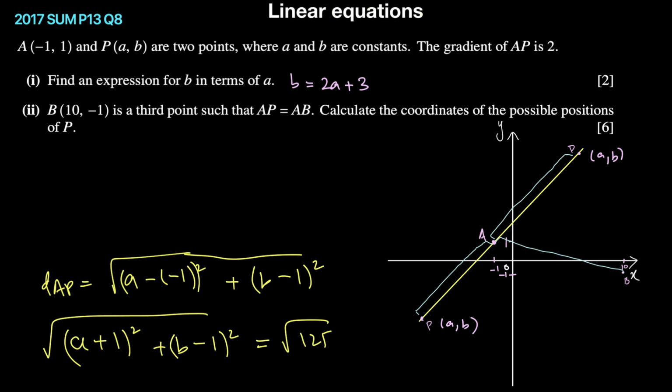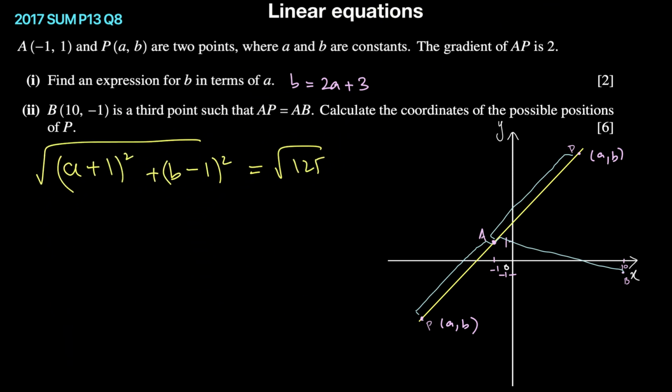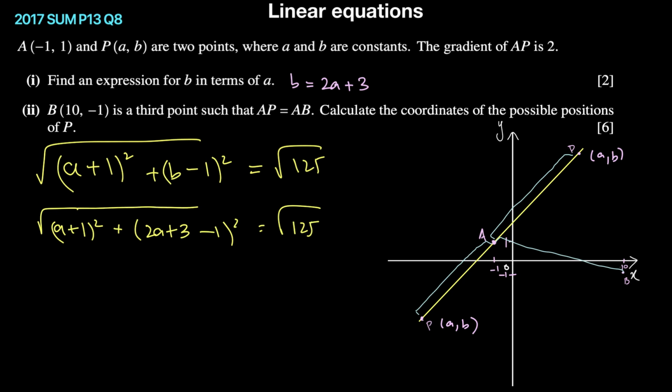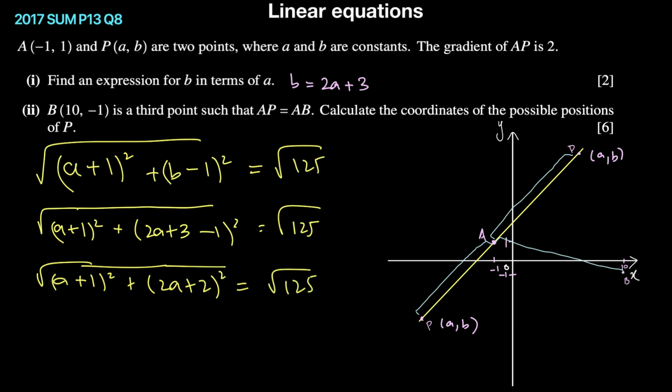So let's rewrite this equation. The square root of (A plus 1) the whole thing squared, plus, for B, (2A plus 3 minus 1) the whole thing squared, is equal to the square root of 125. And hence, the square root of (A plus 1) the whole thing squared, plus (2A plus 2) the whole thing squared, is equal to the square root of 125.